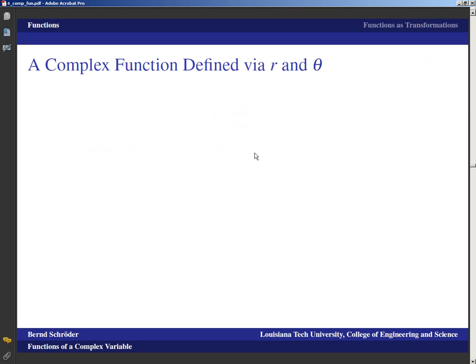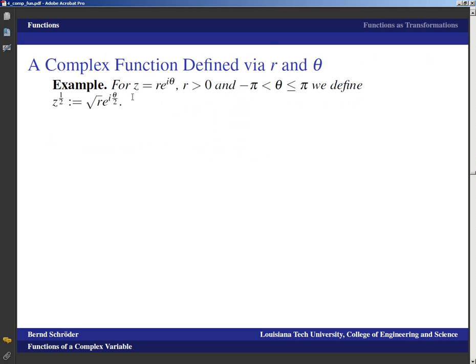Okay, we can also define complex numbers via polar coordinates, via r and theta. So, for example, if we take z equals r e to the i theta, where r is greater than 0 and theta is between negative pi and pi, where pi is inclusive and negative pi is exclusive, we can define z to the 1/2, the square root function, to be the square root of r times e to the i theta over 2. That notation makes sense because if we were to square that, we would get e to the i theta and we would get r, so we would get z back.